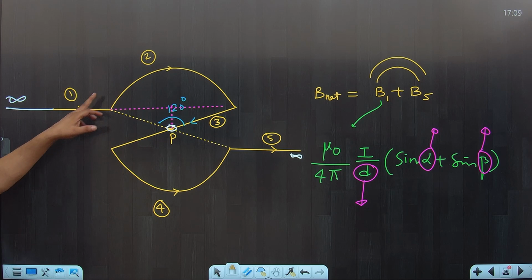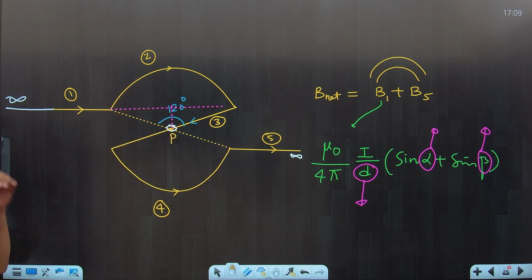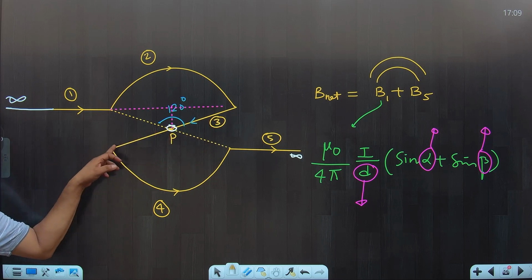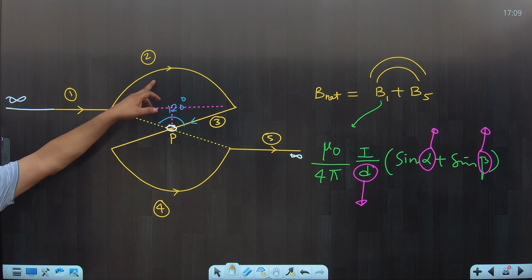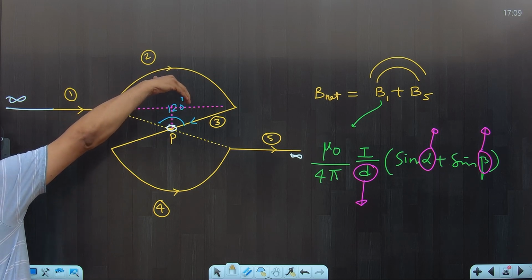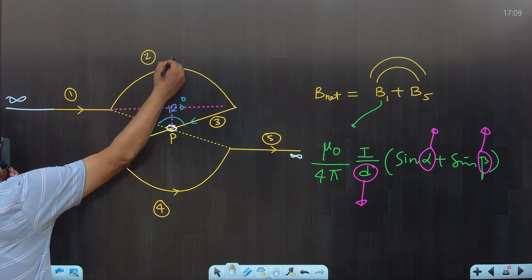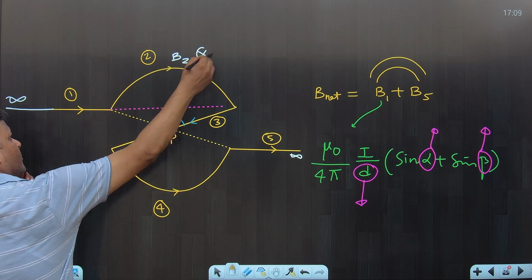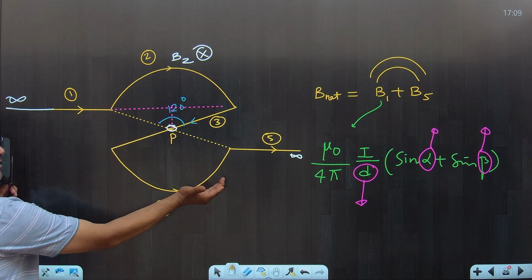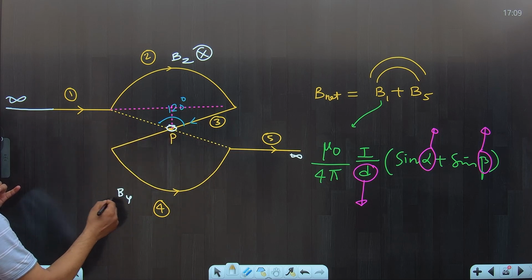First part is straight, second part curve, third is straight, fourth curve, fifth is straight. So the magnetic field due to the third part is 0 because that point is on that straight wire. What is the magnetic field due to part 2? Keep your fingers along this, turn towards P, your thumb goes inside. So B2 is into the paper. What about 4? Keep your fingers along the sense of current, turn towards P, your thumb goes outside. So B4 will be out of the paper.